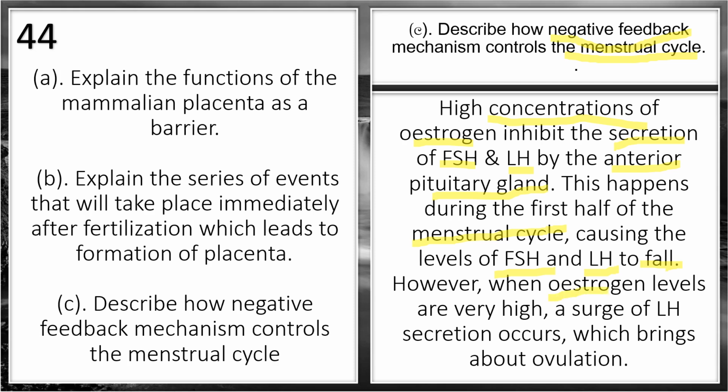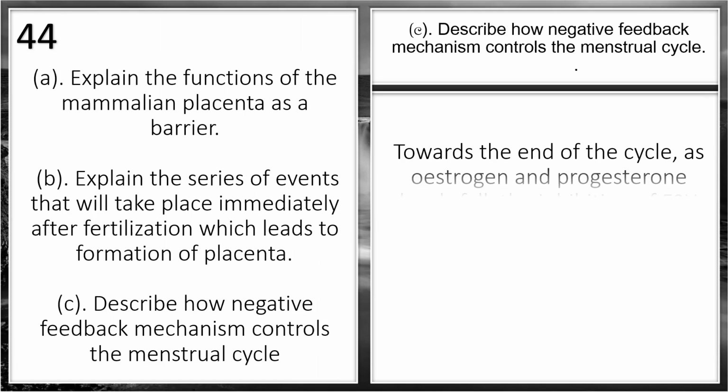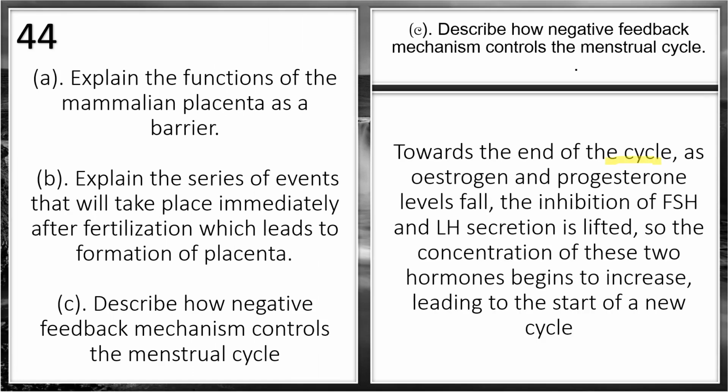However, when estrogen levels are very high, a surge of luteinizing hormone secretion occurs, which brings about ovulation. Towards the end of the cycle, estrogen and progesterone levels fall. Inhibition of follicle-stimulating hormone and luteinizing hormone secretion is lifted. So the concentration of these hormones begins to increase, leading to the start of a new cycle.